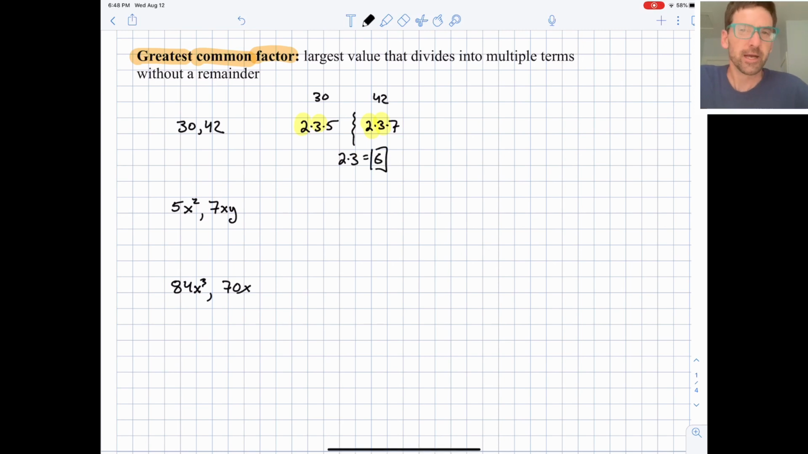So we kind of got it by guessing early on, but we weren't totally sure about it, but we just went through a process that gets us pretty confident that we have a final answer. So this is called our GCF. 6 is the greatest number that goes evenly into both 30 and 42.